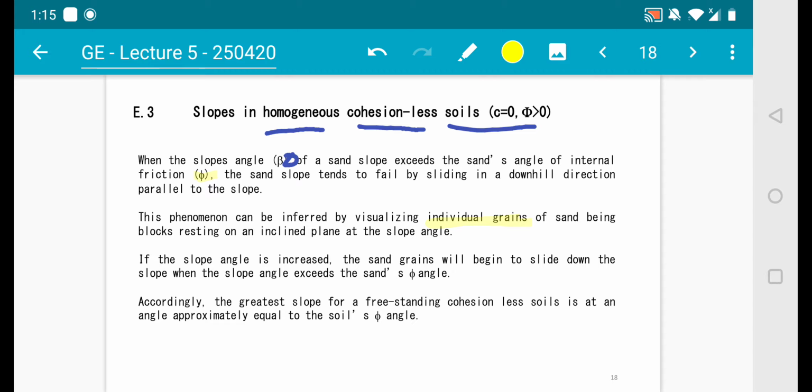So accordingly, the greatest slope for a freestanding cohesionless soil is at an angle approximately equal to the soil's friction angle. So this is the greatest slope for a freestanding cohesionless soil.